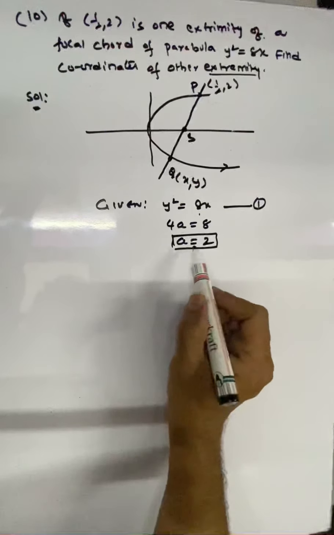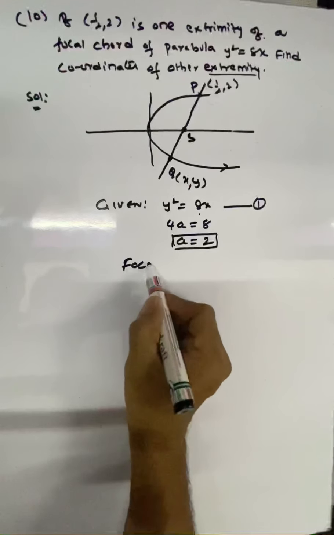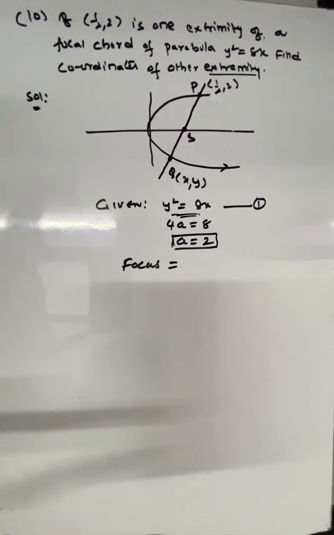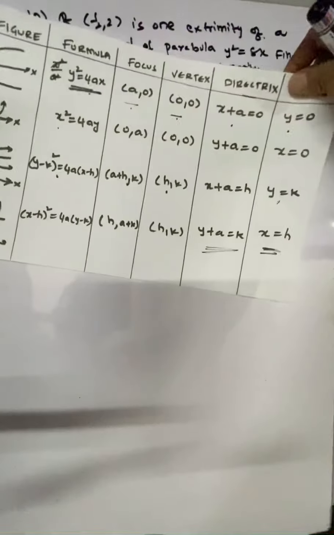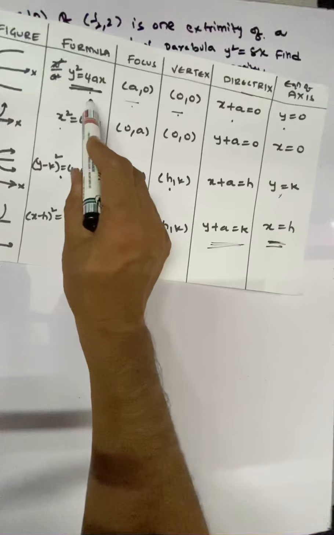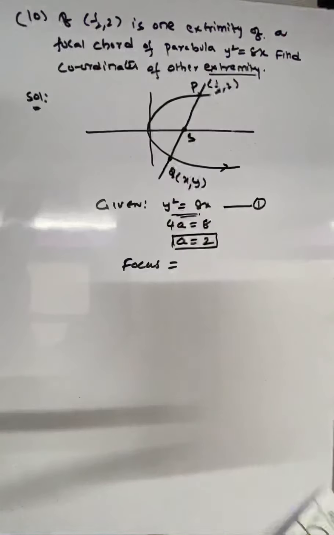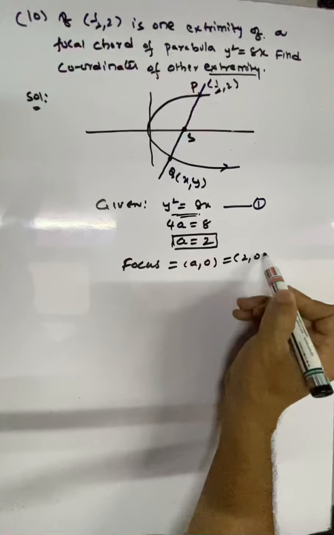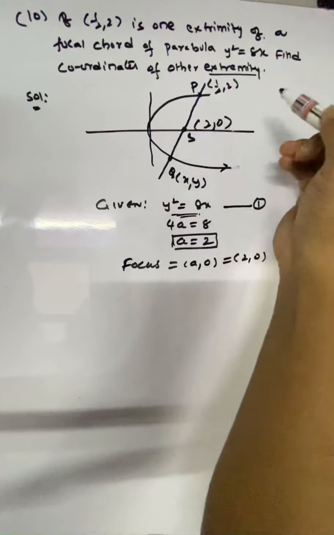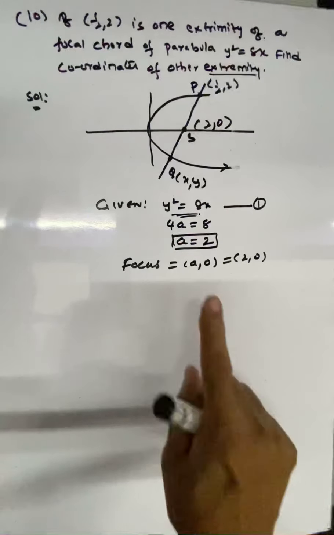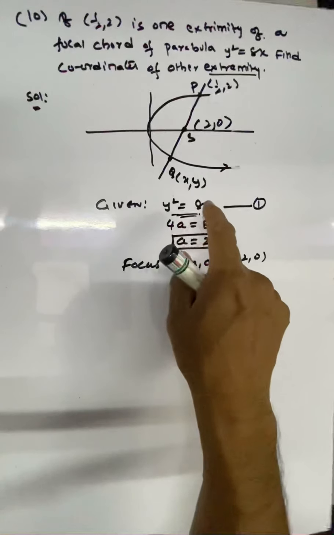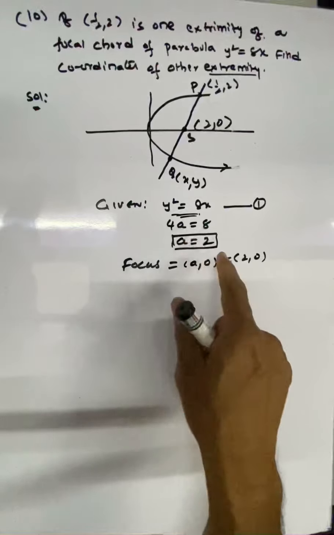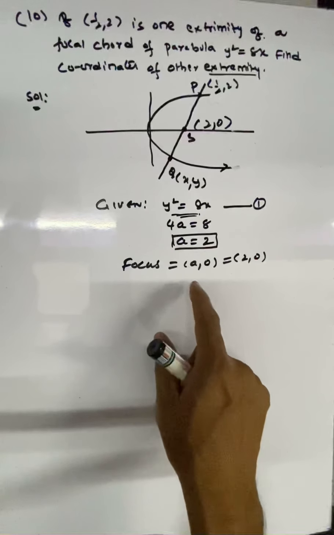Once we got a equals 2, what is the focus now? Focus of this parabola y square equals 4ax is (a, 0). Focus is (a, 0). This is (2, 0). How did we get the focus? The parabola is not in the form (y minus k) whole square equals 4a(x minus h). This is the small one, y square equals 4ax form. So the a value we got from this one, and the focus we also get from the formula list.